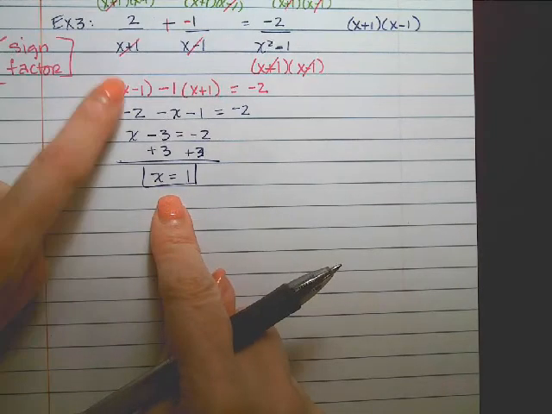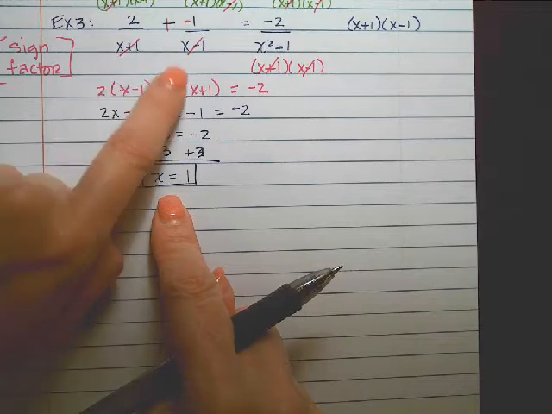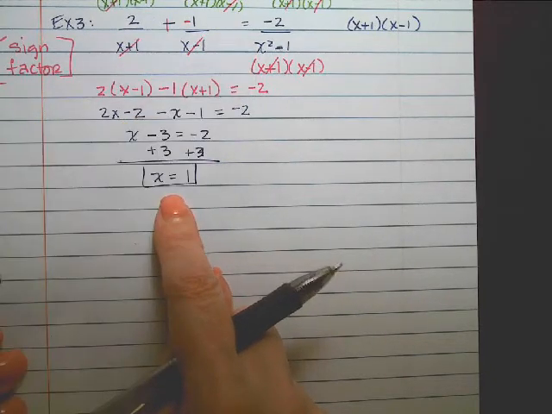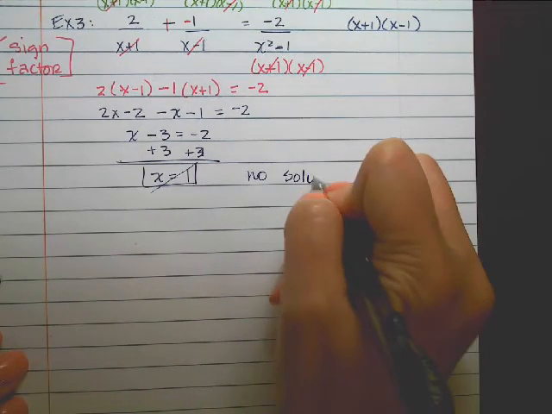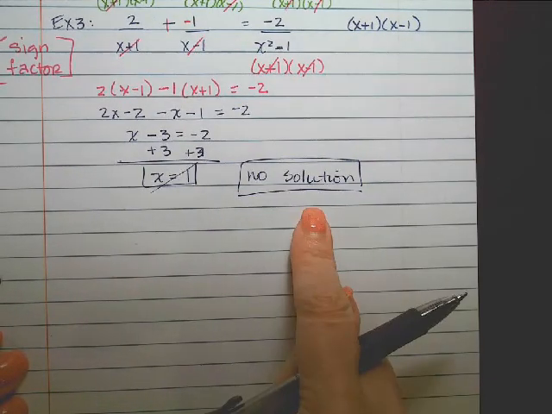Now, we can't have x equaling 1 because 1 plus 1 is 2, that works, but this would be 0, and this one would also be 0. So this one is not a solution. So no solution because we don't have another one to choose from. So this rational equation has no solution.